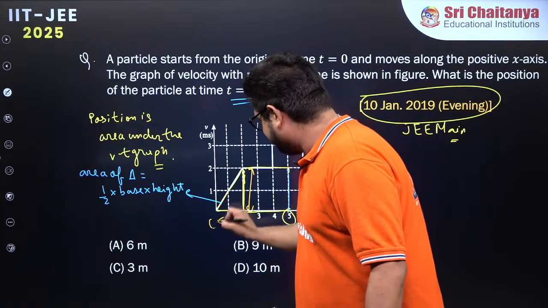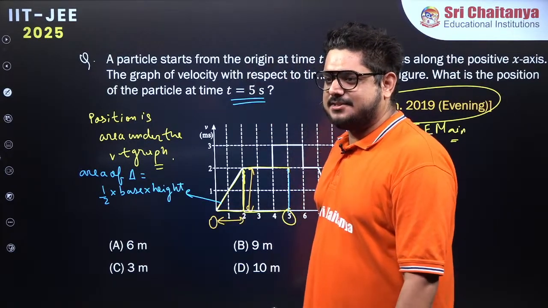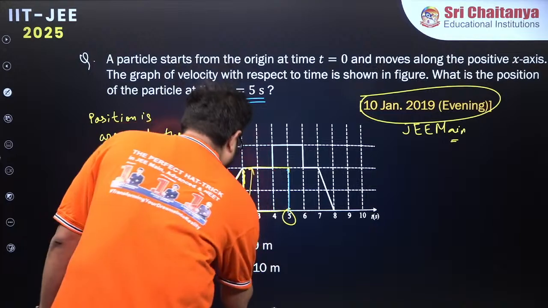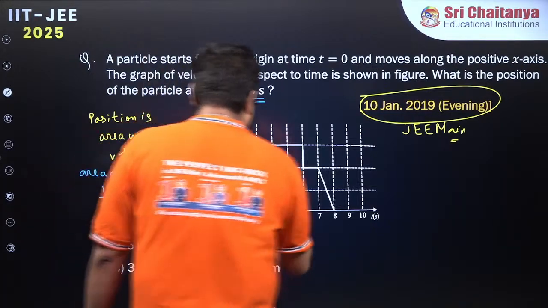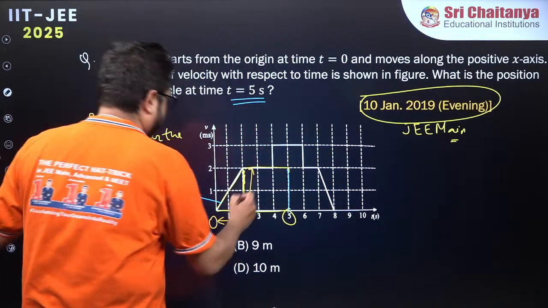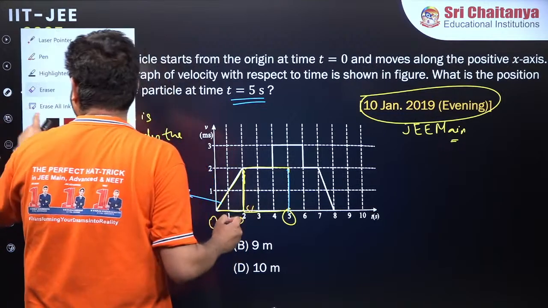This is the origin. Base is 2. Very good. So base is going to be 2 seconds. And what is going to be the height? Write down the answer over there. What's going to be the height, everyone?